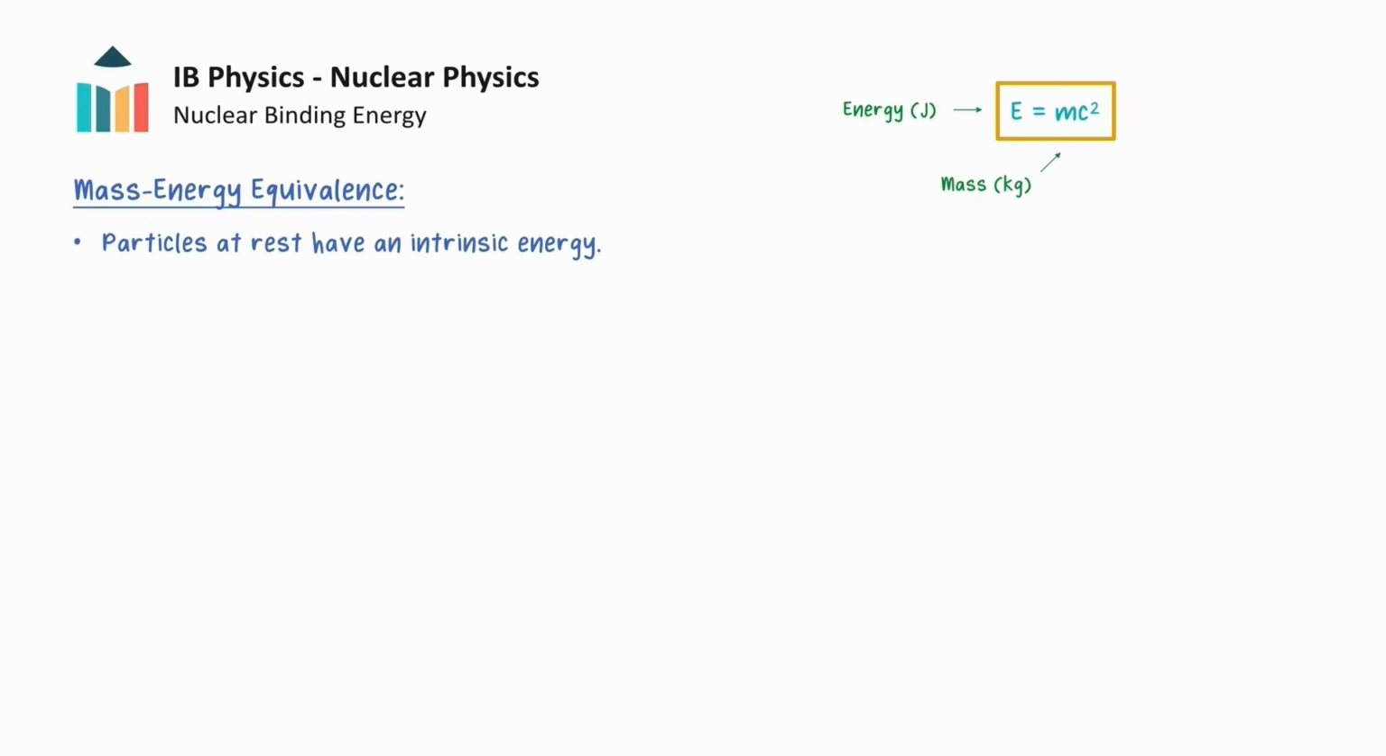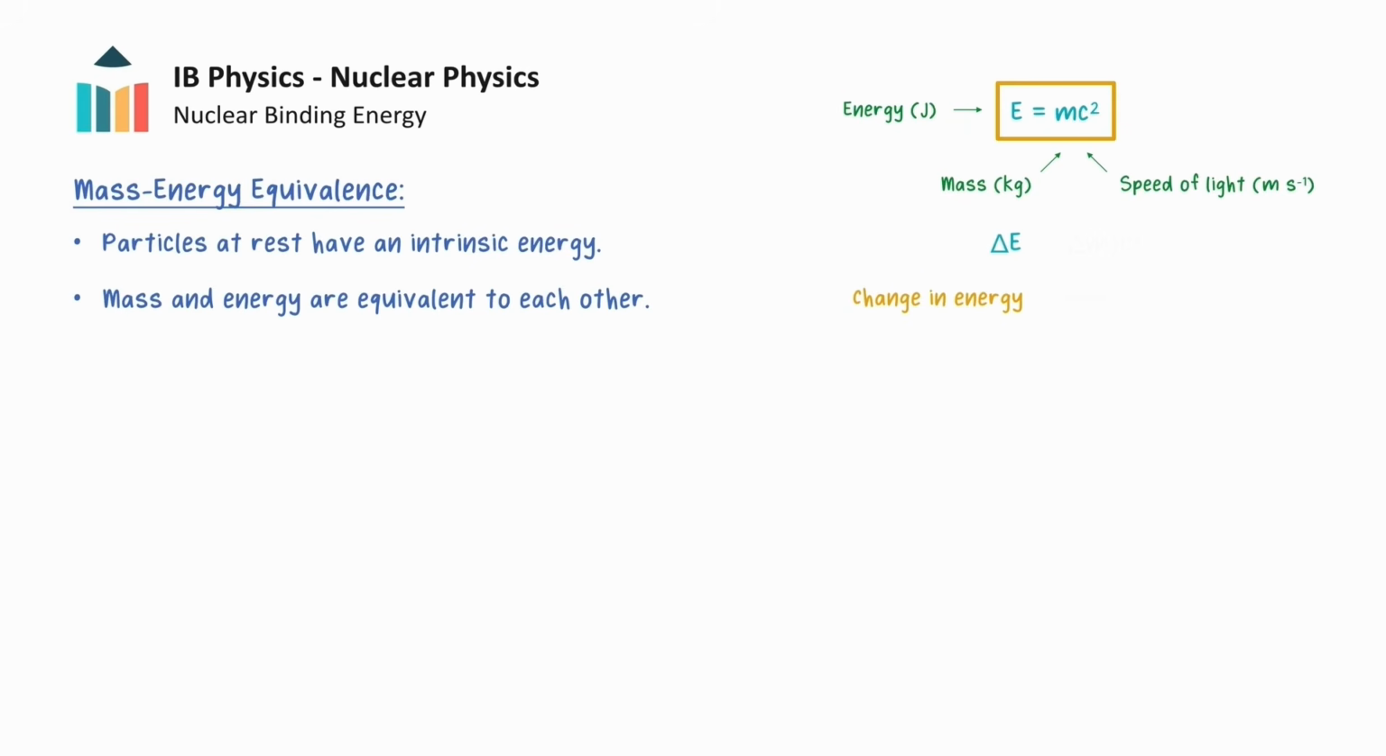A consequence of Einstein's theory of special relativity was that particles at rest have an intrinsic energy. This energy can be calculated with the equation E equals mc squared, where m is the mass of the particle and c is the speed of light. We can see that the speed of light squared acts as the conversion factor between mass and energy. Moreover, if there is a change in energy to a system, this equation shows that there will be a corresponding change in mass and vice versa.